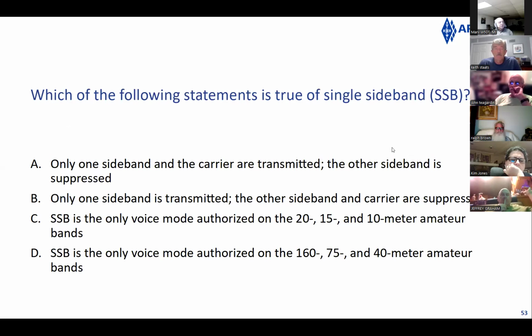Which of the following statements is true of single sideband? Only one sideband of the carrier is transmitted, the other sideband is suppressed. Only one sideband is transmitted, the other sideband and carrier are suppressed. Single sideband is the only voice mode authorized on 20, 15, and 10. Single sideband is the only voice mode authorized on 160, 75, and 40 meters. B. B, Bravo. Only one sideband is transmitted, the other sideband and carrier are suppressed, right?